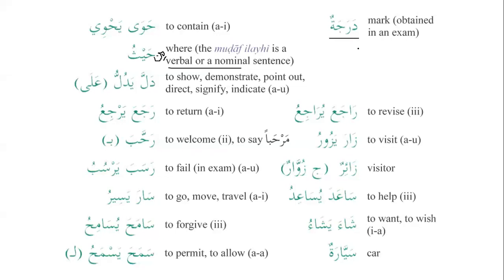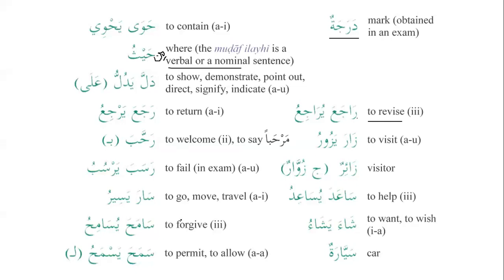Darajatun, mark, and the plural is darajatun. Dalla yadullu ala dalalatan, to show, to demonstrate, point out, direct, signify, indicate. Also, it has many meanings. And when we take it to verb form number 10, then it becomes istadalla yastadillu istidlalan. Then we have raja'a yarji'u, to return. And when we take it to verb form number 3, like jahada yujahidu, then it becomes raja'a yuraji'u muraja'atan, that means to revise.